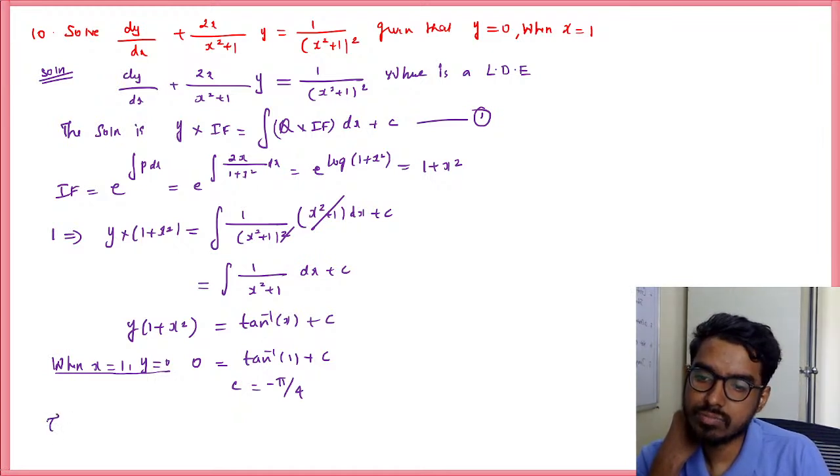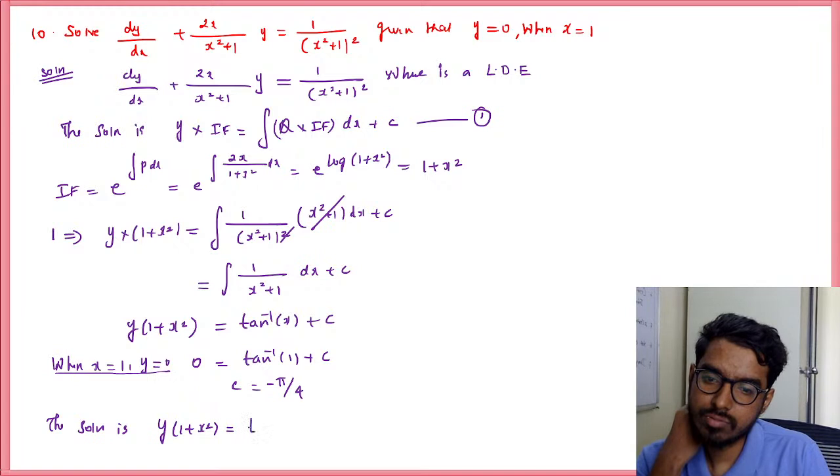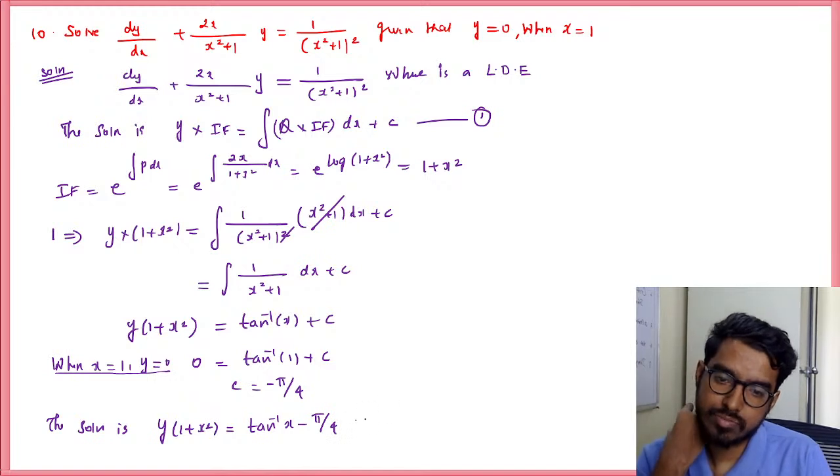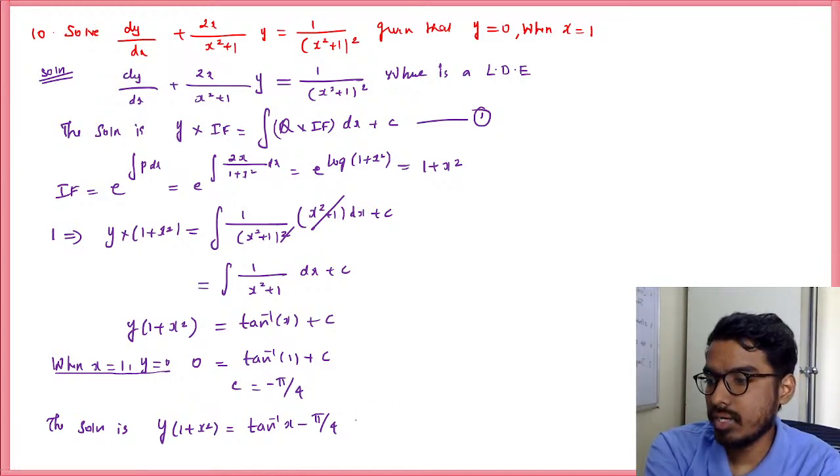Therefore, the solution is y into 1 plus x square is equal to tan inverse of x minus pi by 4, right? The solution. We'll move on to the 11th problem.